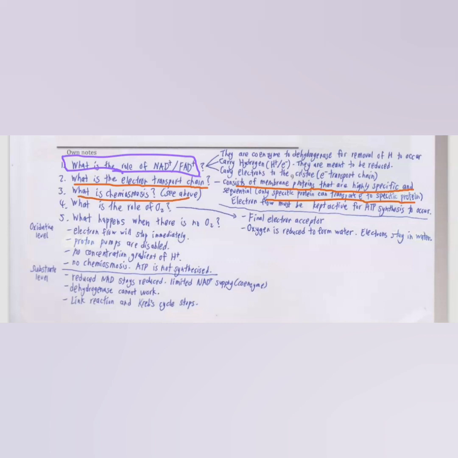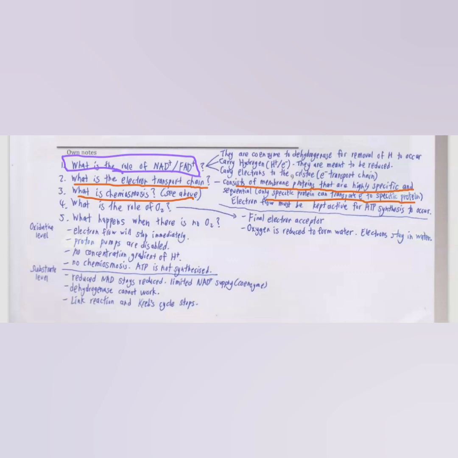Chemiosmosis, as we told before, is when protons move from the intermembrane space to the matrix through ATP synthase, that is the channel protein. Then ATP synthase converts ADP and phosphate into ATP through an oxidation reduction reaction, that is the redox reaction, and this is also known as chemiosmosis. So the ATP formation at the cristae is chemiosmosis. So what is the role of oxygen?